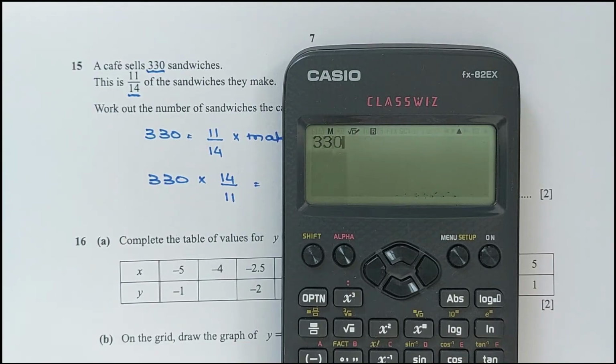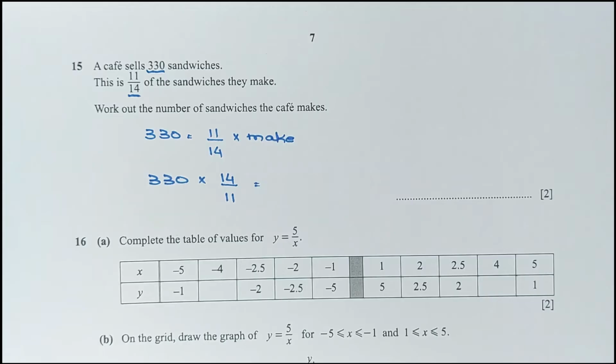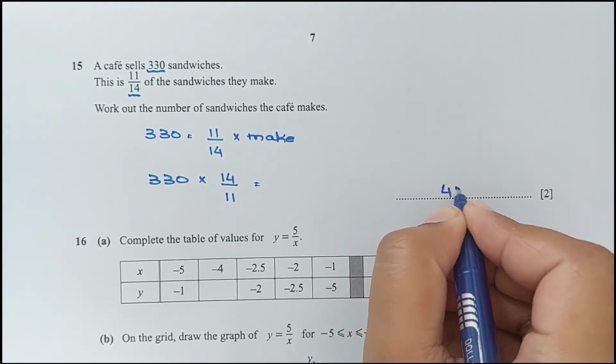So 330 times 14 divided by 11 is 420. So the total sandwiches the cafe makes is 420.